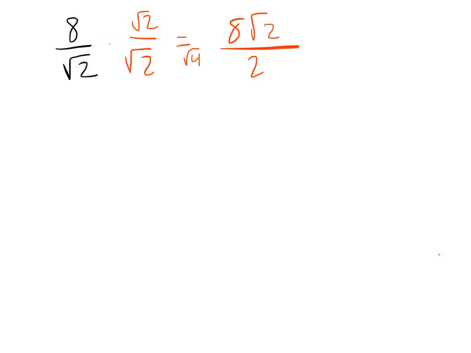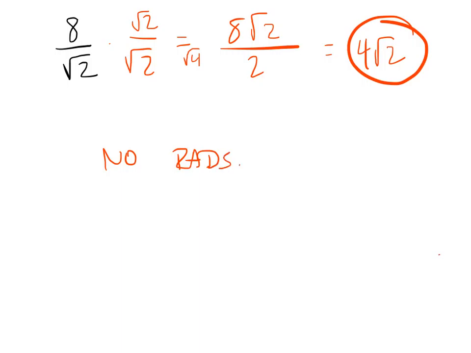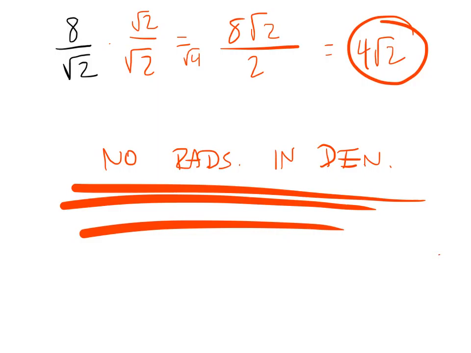Now we're just going to simplify. What is 8 divided by 2? Well, 8 divided by 2 just gives us 4. So this is the same thing as 4 root 2. Now when we divide radicals, what we're trying to do is get rid of the radical in the denominator. So your final answer should have no radicals in the denominator. And every single time, if you have a radical in your denominator, you probably did something wrong. Okay? So here we multiplied by root 2 over root 2 and then simplified.